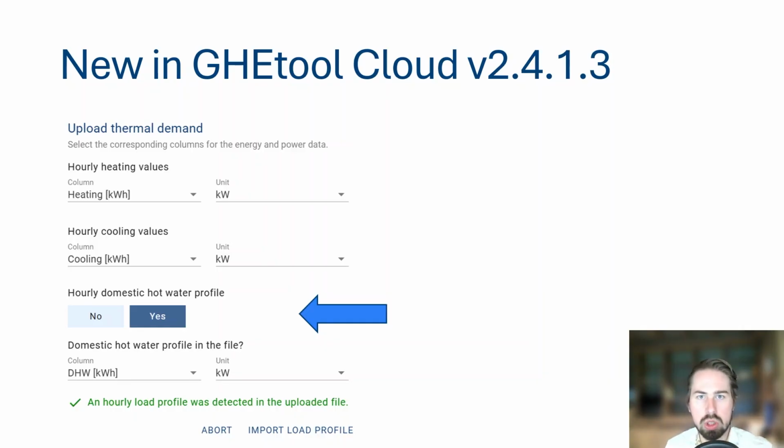We will show it in GHEtool later, but once you upload the file and there is an extra column for the domestic hot water, it will be recognized and you can also import that.